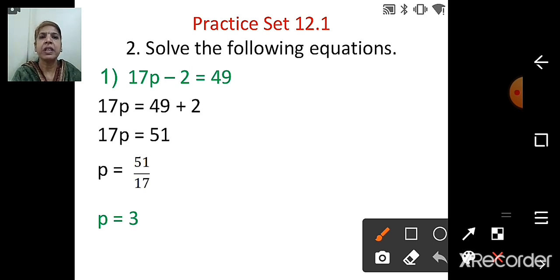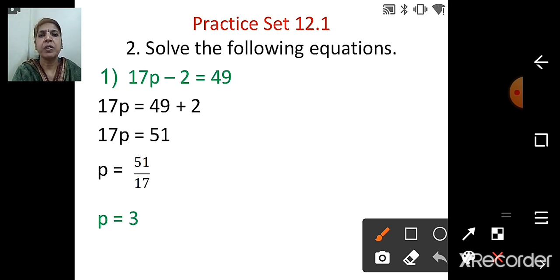Now while solving the equation, what we have to do? We have to keep the variables one side and the numbers, that is constants, one side. So what we will do is this: 17p. Now here minus 2 is given. This we have to take to the other side of the equality. So it is given minus 2.